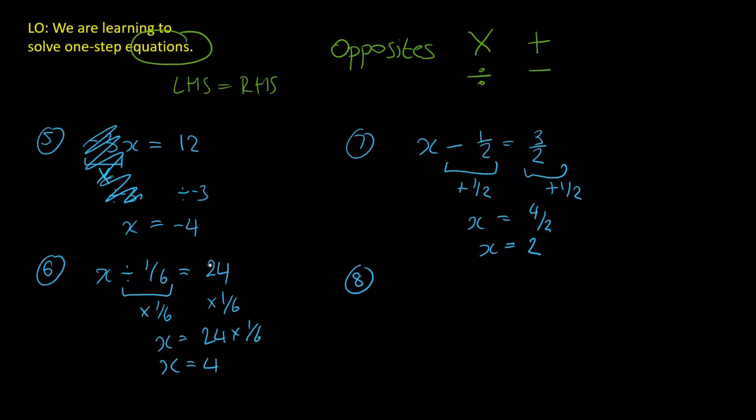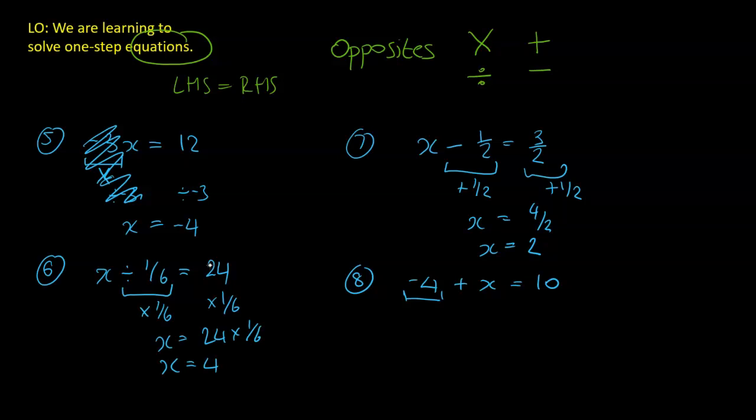Let's say we've got negative 4 plus x equals 10. And I just want to note the x and the 4, they're the wrong way around this time, and that doesn't really matter at all. So we've got an x here. We want that by itself, which means we need to get rid of this negative 4.